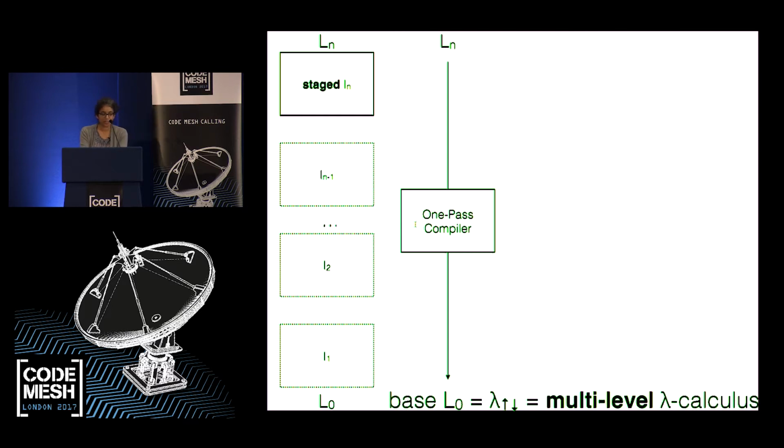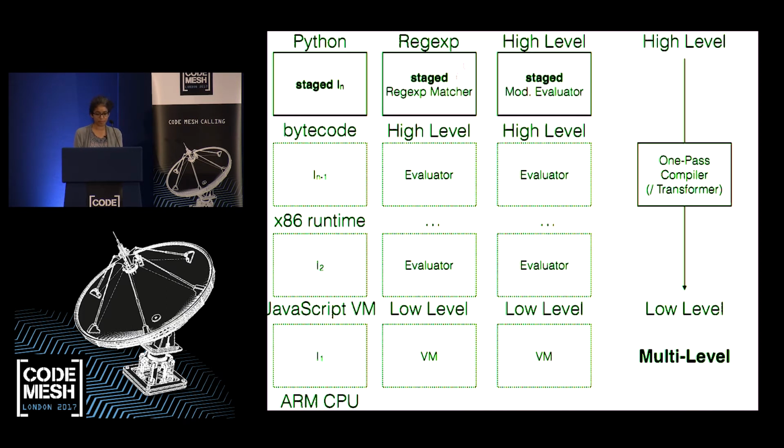So in the rest of the talk, I will show you how to realize this wiring in a few example systems. But just to go back, if we look at the example towers I showed at the beginning, what it would mean here is that we would only stage the regular expression matcher, or we would only stage the modified evaluator, and then we would get to this picture by relying on the fact that the low level is stage polymorphic.